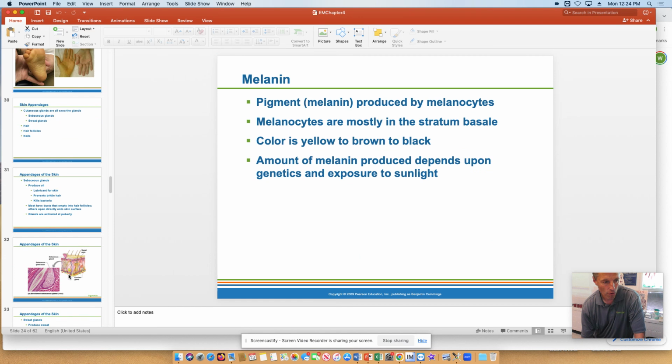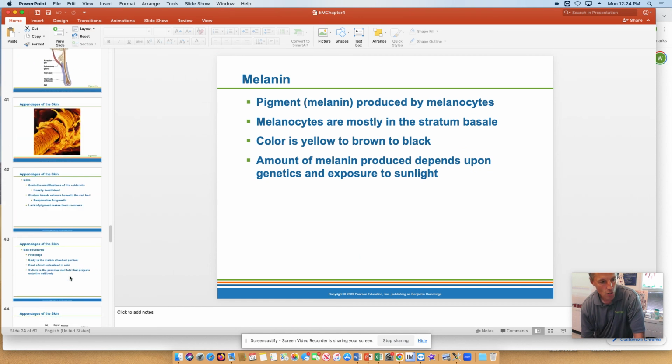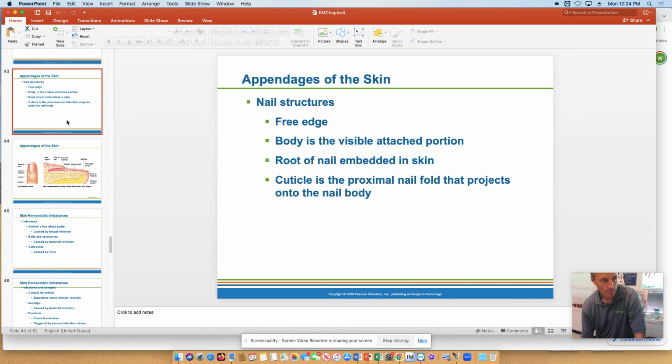Yeah, nails. So starting with nails. The parts of it are the free edge. That's the part that you clip off, right? I mean, the free edge is the part that extends beyond the end of your finger.